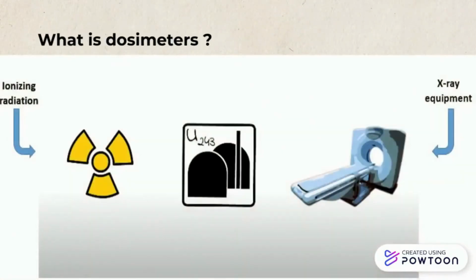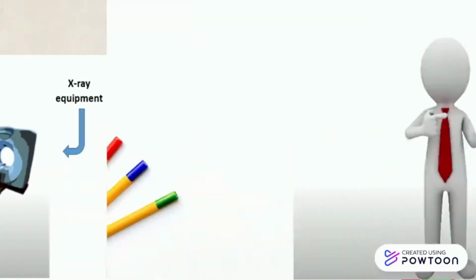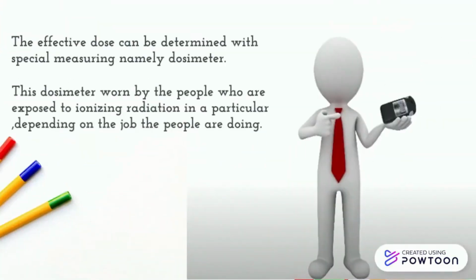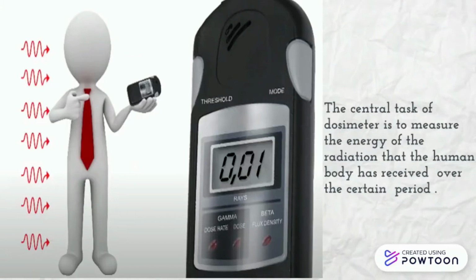What is a dosimeter? Ionizing radiation is, for example, emitted from radioactive substances or generated by X-ray equipment. The effective dose can be determined with a special measuring device, namely a dosimeter. This dosimeter is worn by people who are exposed to ionizing radiation, depending on the job they are doing. The central task of a dosimeter is to measure the energy of the radiation that the human body has received over a certain period.